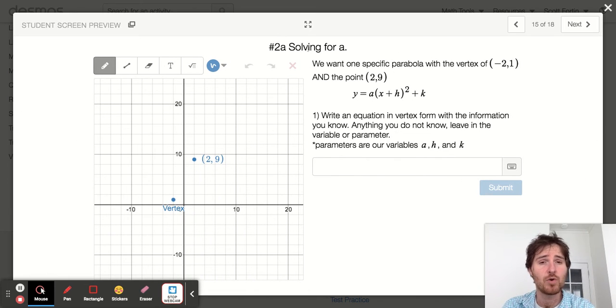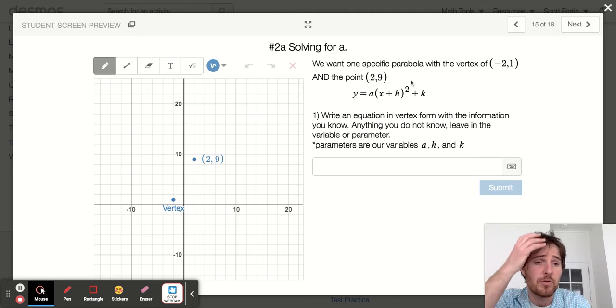Solving for a, number 2a. We want one specific parabola with a vertex of -2, 1 and the point 2, 9. And it says write an equation in vertex form with the information you know. Anything you do not know, leave in the variable or the parameter. And here we go, okay? So this is how we're going to do this here.